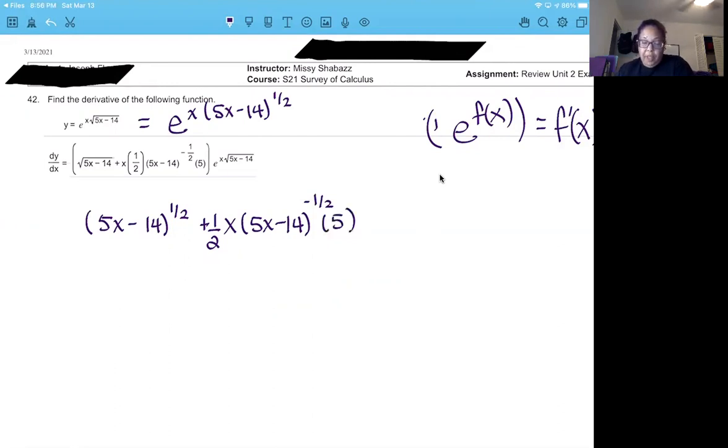Now, we're going to multiply this by our original function, the original exponential. Make sure you put these in brackets or parentheses, because if I don't do that, then it's only the last term that would be multiplied by that exponential function.